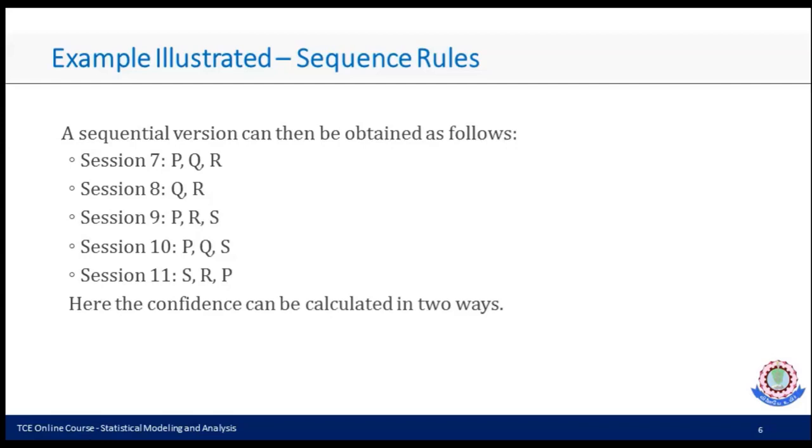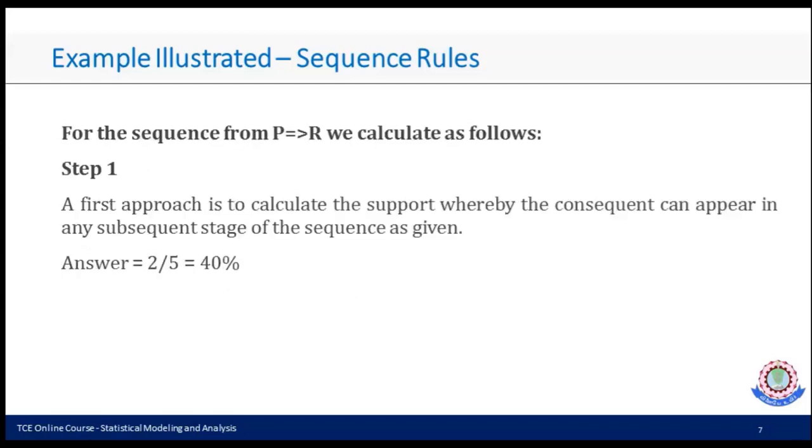Session 10 has the sequence P, Q followed by S, and session 11 has the sequence S, R followed by P. So consider the sequence from P to R. We can calculate the value in two ways.